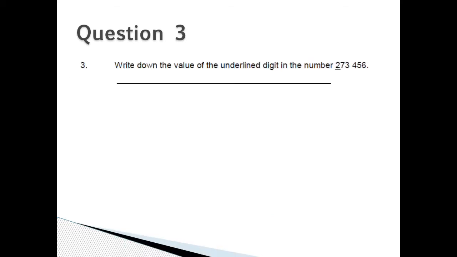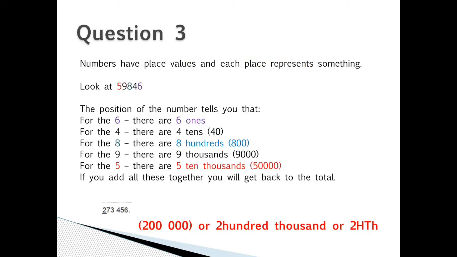Write down the value of the underlined digit in the number 273,456, with the underlined number being the 2. Numbers have place value and each place represents something. Look at the number 59,846.